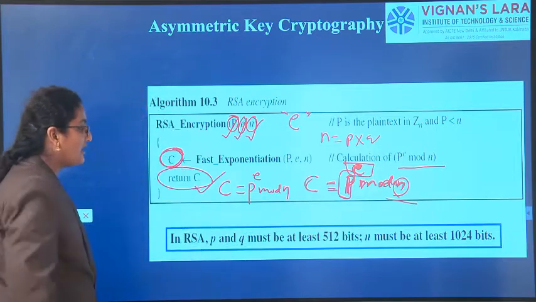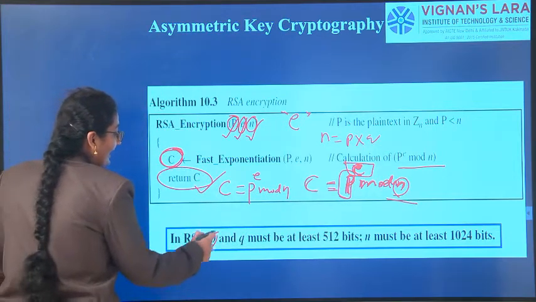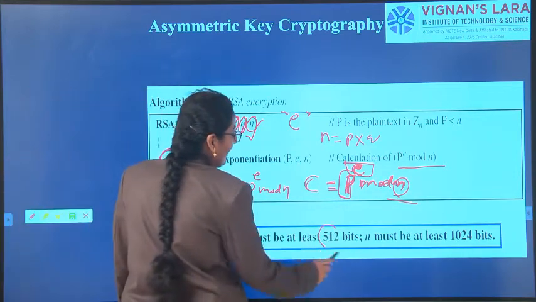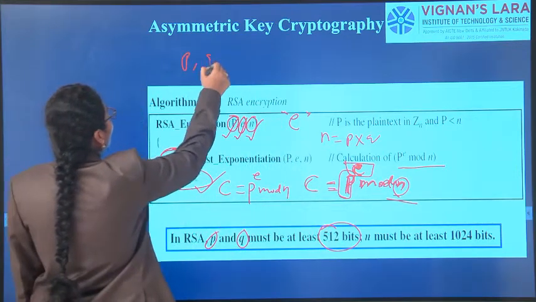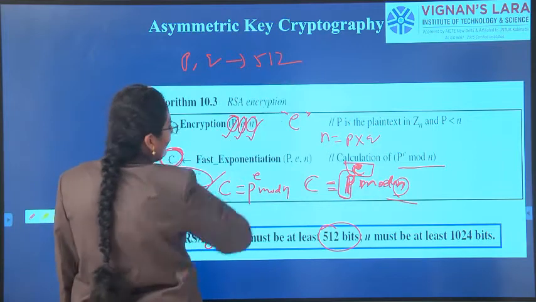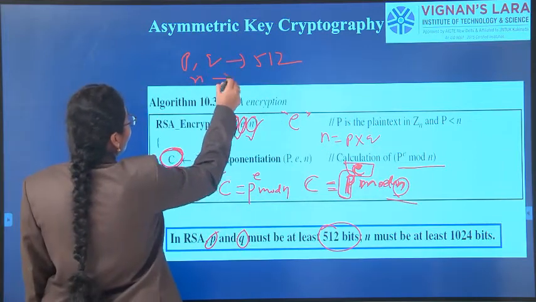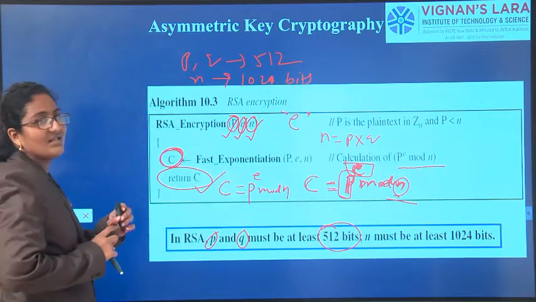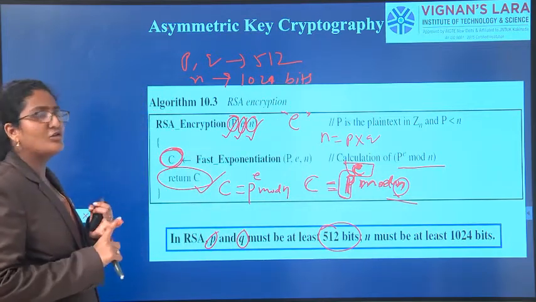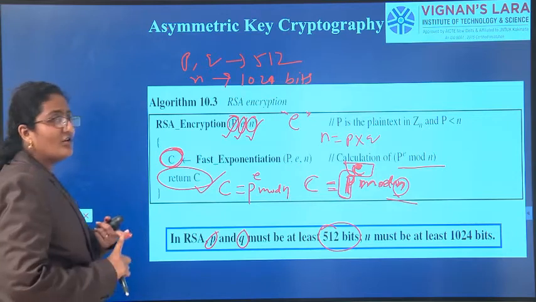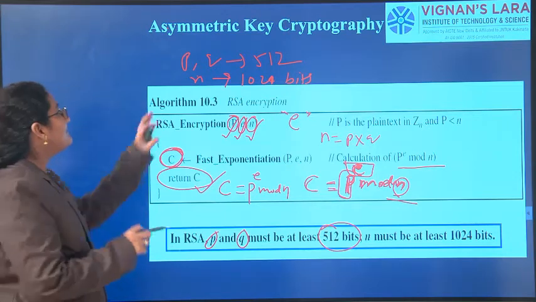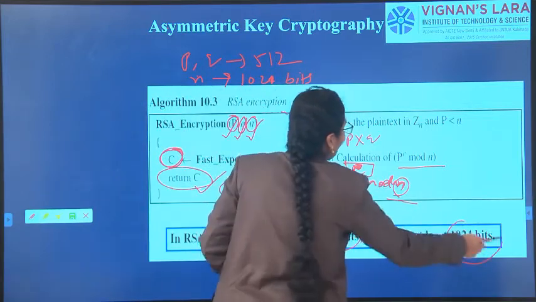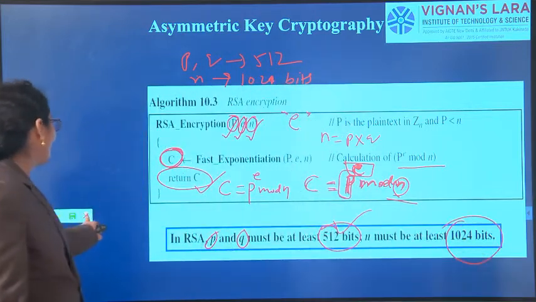So what is the condition you want to remember here? P and Q must be large prime numbers and they must be of at least 512 bits. The size of N must be at least 1024 bits. So you have to take large integers, large prime numbers. P and Q should be large prime numbers. So P and Q should be of 512 bits. N should be of 1024 bits. This is what is happening at encryption side.